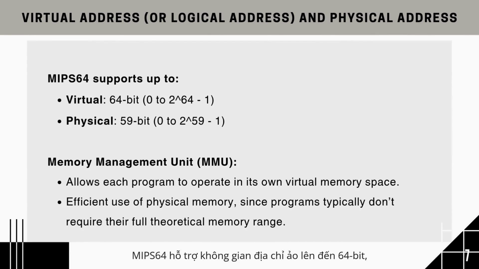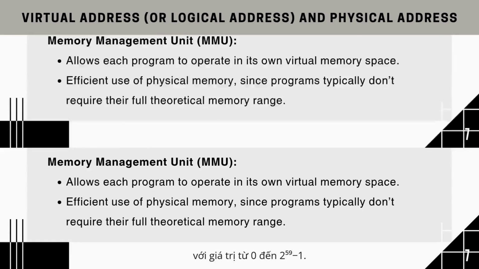MIPS64 supports a virtual address space up to 64 bits, with values ranging from 0 to 2^64 minus 1. Then the second concept, physical address, PA, which represents the actual address in physical memory. MIPS64 supports a physical address space up to 59 bits, with values ranging from 0 to 2^59 minus 1.